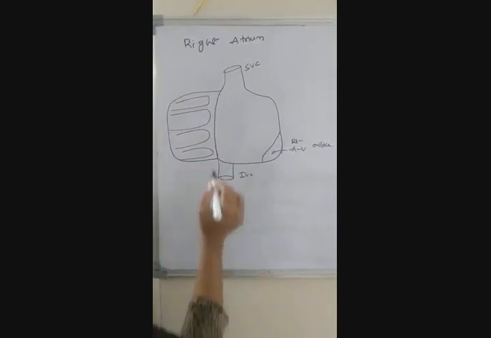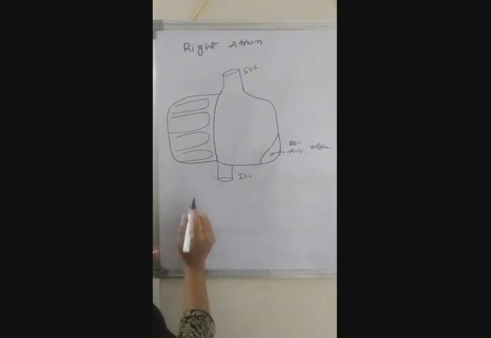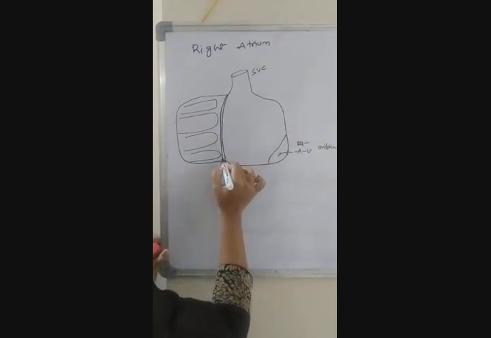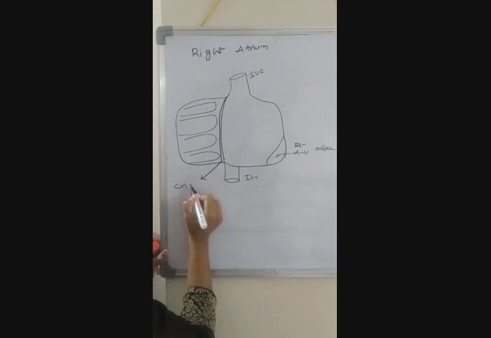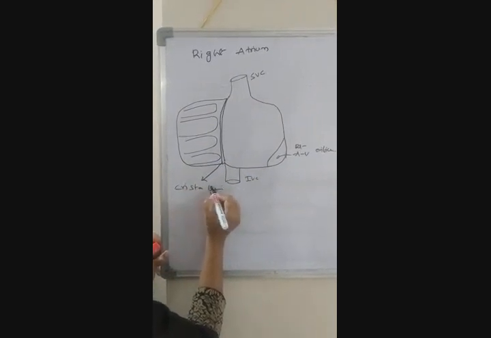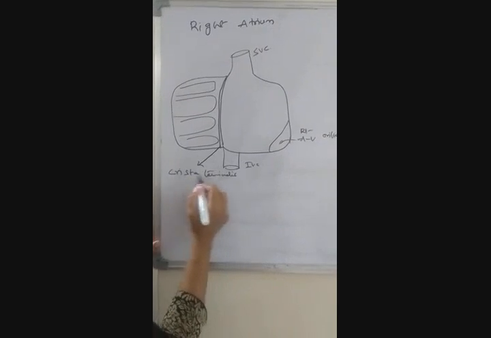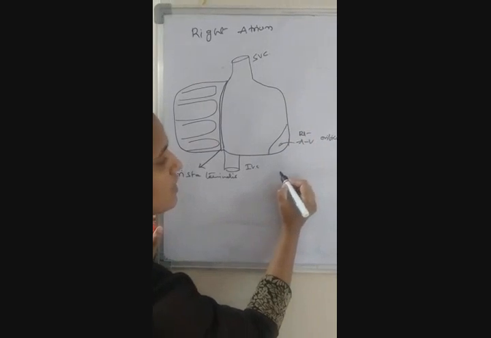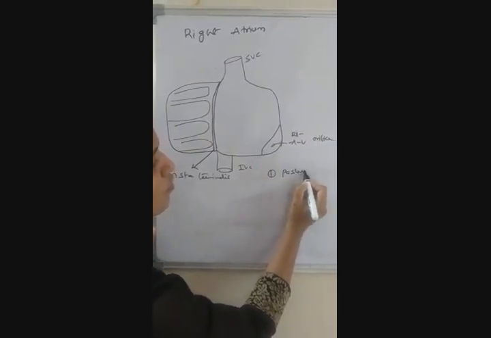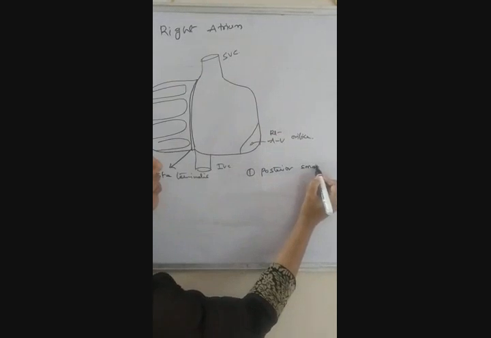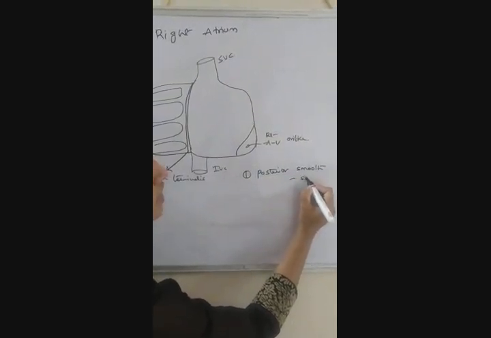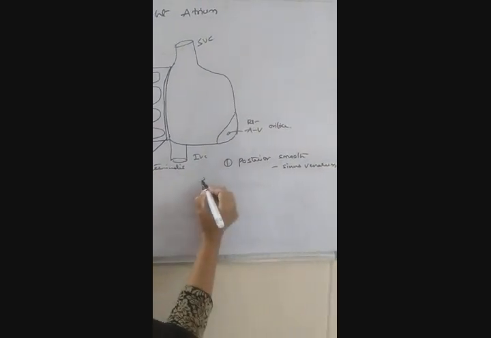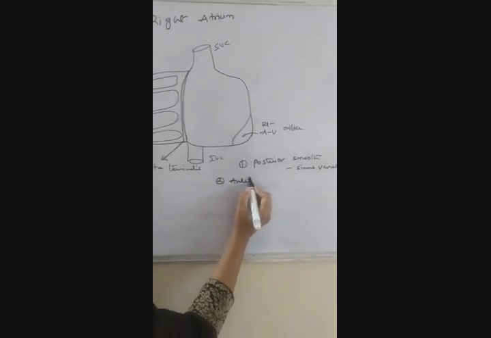Okay, first the interior of this right atrium is divided into two parts by the crista terminalis. So this crista terminalis divides the interior of the right atrium into two parts. These are the posterior smooth part, called the sinus venarum, and the anterior rough part.